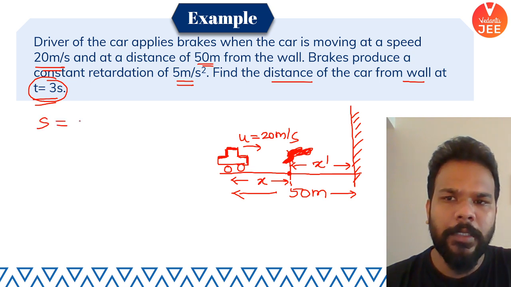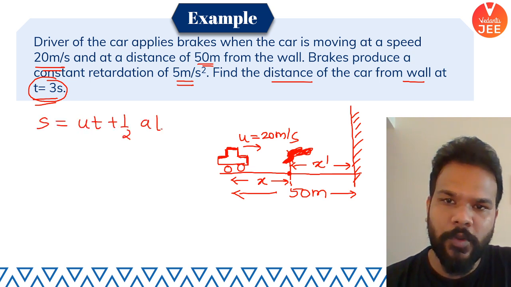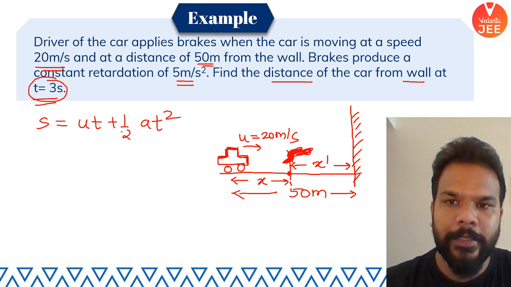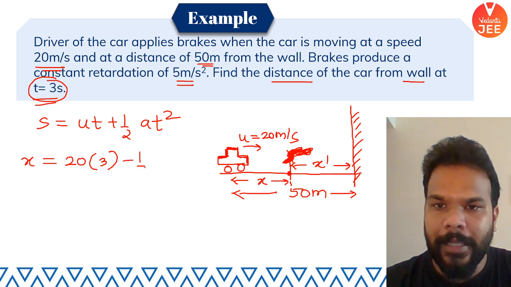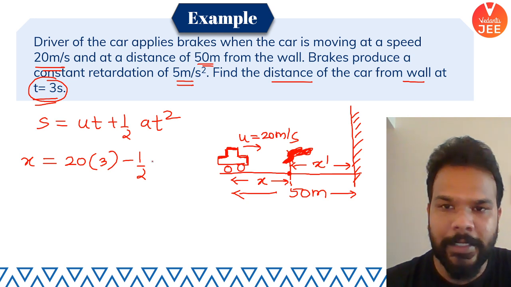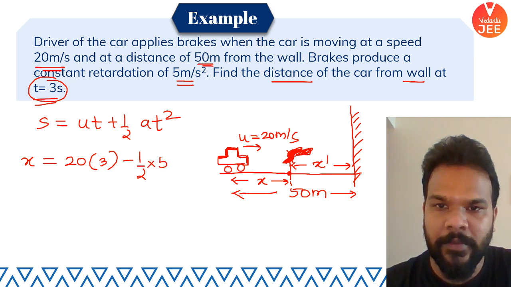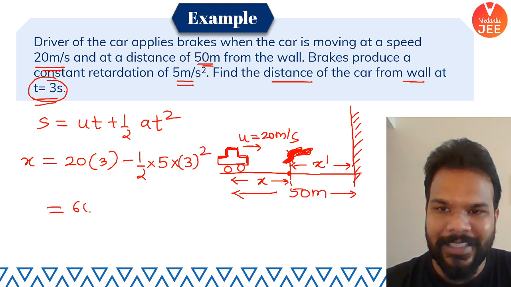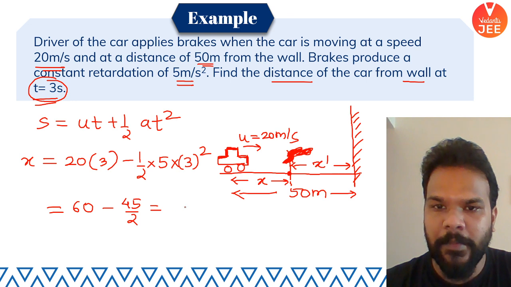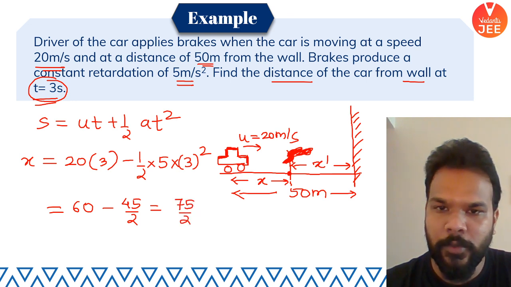So guys, simple, S is equal to ut plus half at square is what we should go for. Yeah. So in this, what is going to happen? The displacement that the car is covering is x, initial velocity is 20. After 3 seconds, the question is asking us to find out that value, and acceleration is minus 5, or I should say it is retardation. That's why we are using it as minus 5, and time is 3 seconds. So ut minus half at square. So this is 60 minus 9 5s are 45 by 2, which is 120 minus 45 by 2, that is 75 by 2. So x basically comes out to be 37.5 meters.